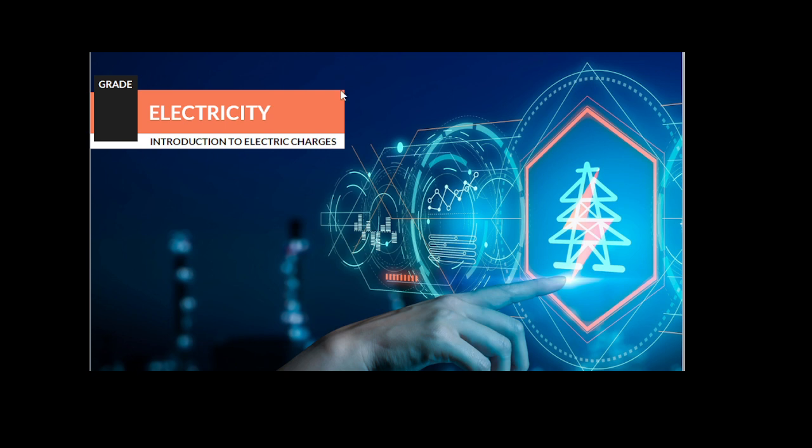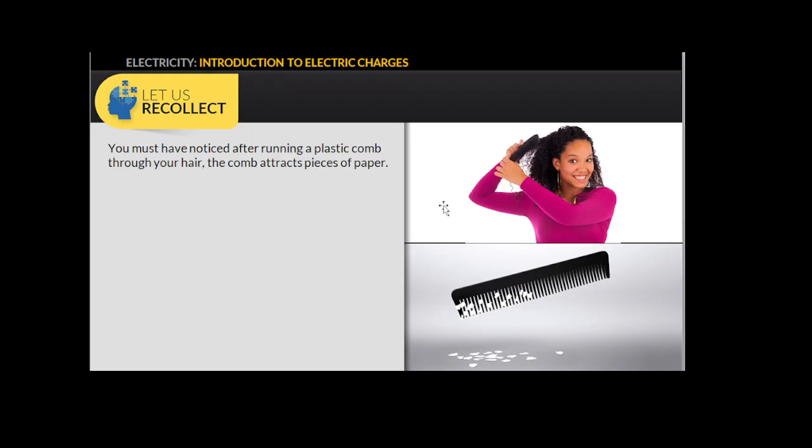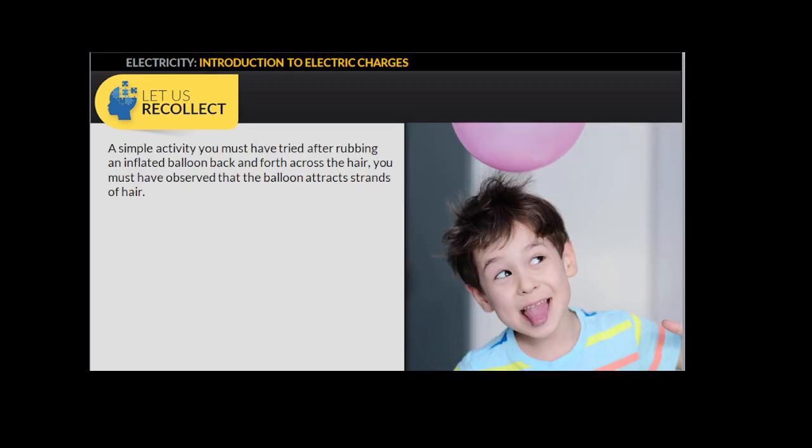Okay, so today we are going to learn about electric charges. Let's understand with the help of some examples which we see in our daily life. You must have noticed that after rubbing a plastic comb through your hair, the comb attracts pieces of paper, right? Now the question is, why does this happen? Why do we see this attraction between the pieces of paper and the comb? We'll see the answers to these questions when we go through these slides.